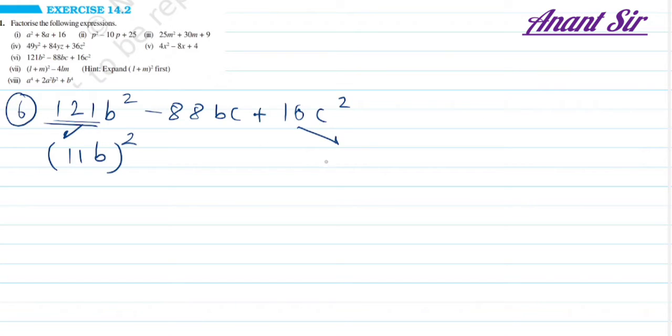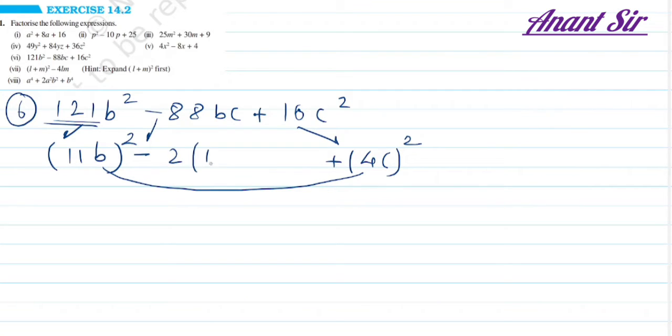Is this 16c square a square of any number? Yes, it is a square of 4c. And what you do then, give the sign of the middle term as it is and multiply these two terms by 2. So 2 into 11b into 4c. Do we get the middle term? 11 4s are 44, 44 2s are 88bc. Yes, so we get the middle term.